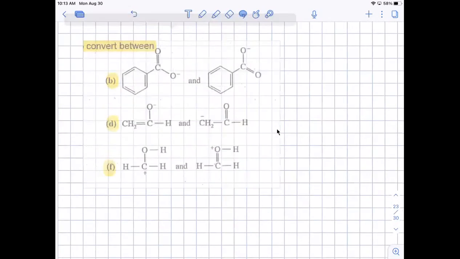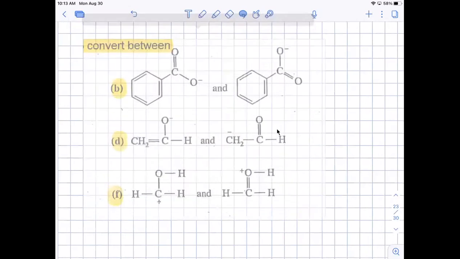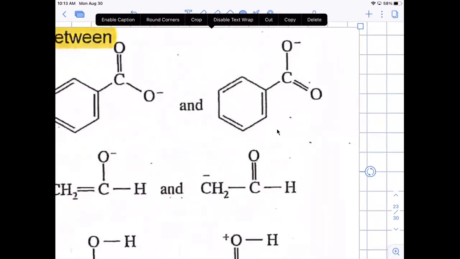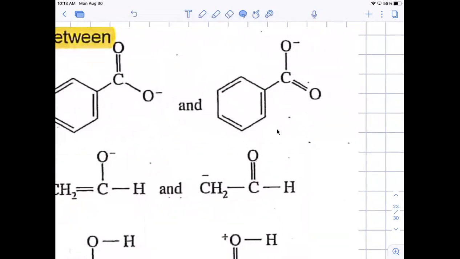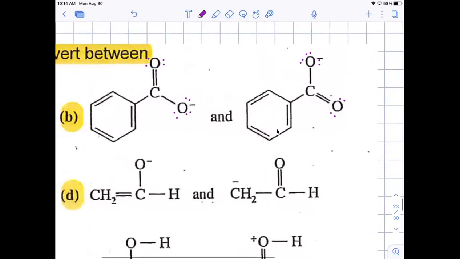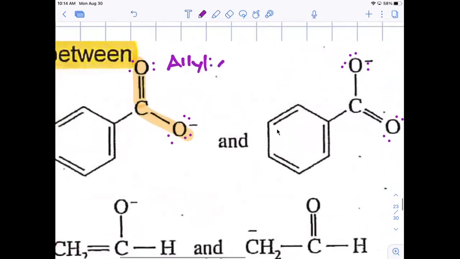But if I'm looking at, let's say B, right, and let's put the electrons in. So I got electrons here, and then also here. Now, if you look at B right here, this system is an example of, or it's a type of allylic anion.